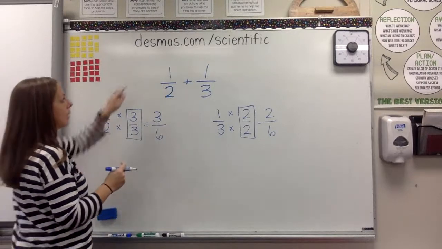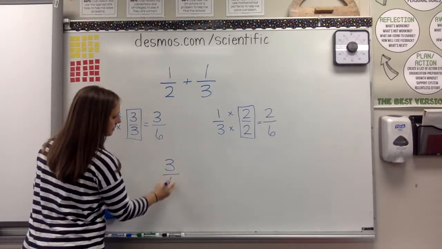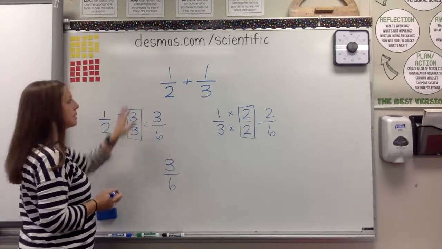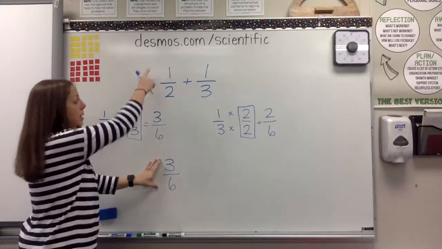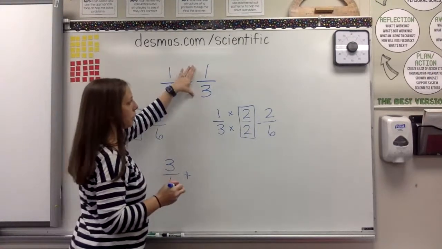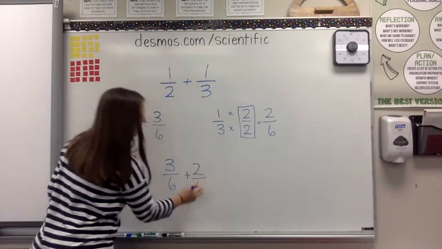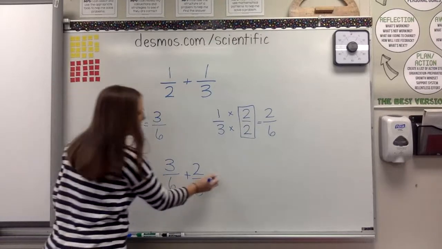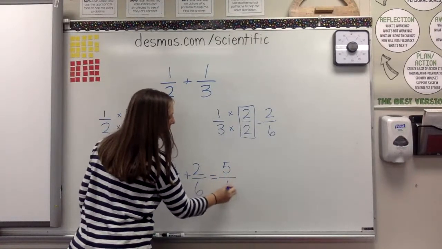So I'm going to come back down, and in place of 1/2, I'm going to write 3/6. Because I found over here that 1/2 is equal to 3/6, so I'm going to replace it in my original problem with 3/6. Then in place of 1/3, I'm going to write 2/6 because that is equivalent to 1/3. Now I'm going to add my numerators. 3 plus 2 is 5, and I keep my denominator the same.